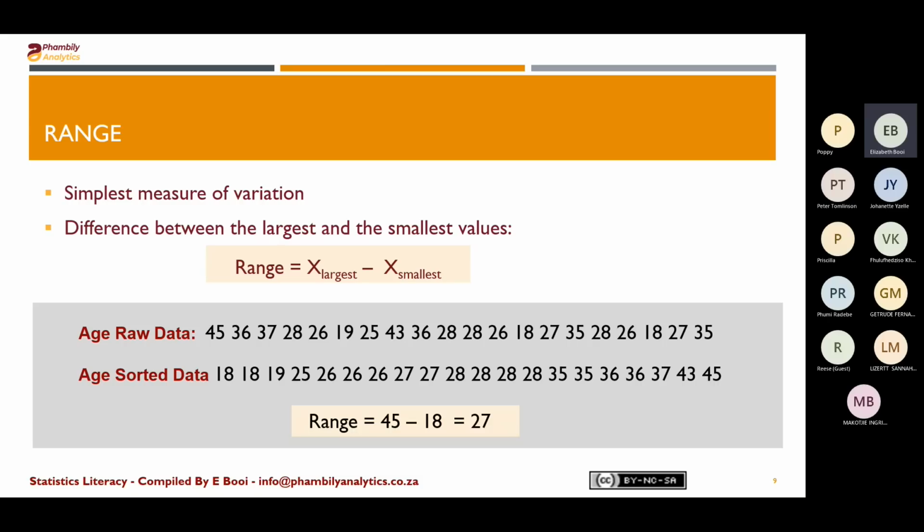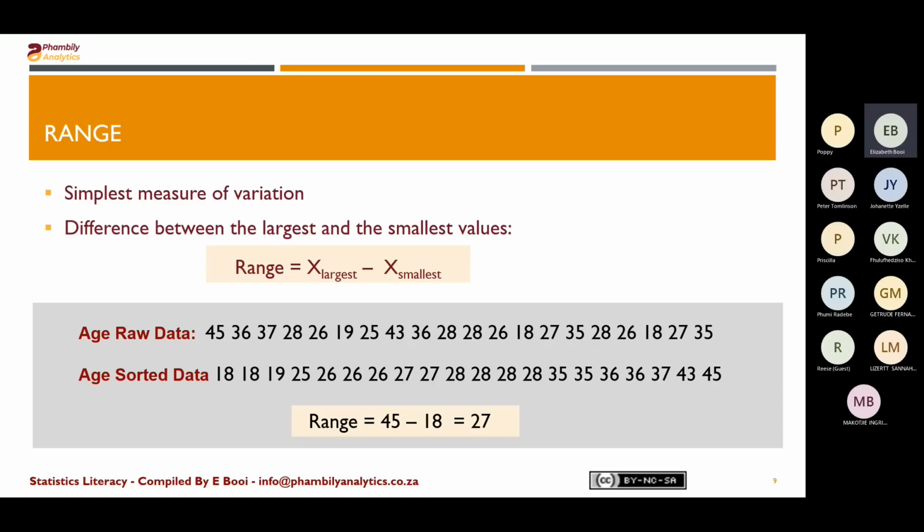So when we talk about the range, we also did mention this when we were building the frequency distribution table. So the range is the simplest measure of variation. It tells you the difference between your highest value and your lowest value. It gives you the dispersion of your data set.